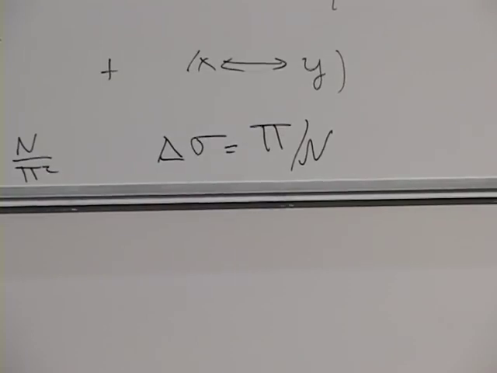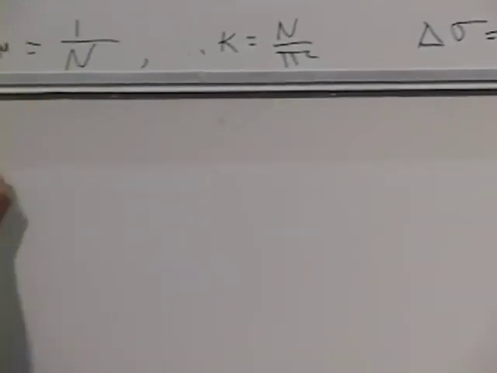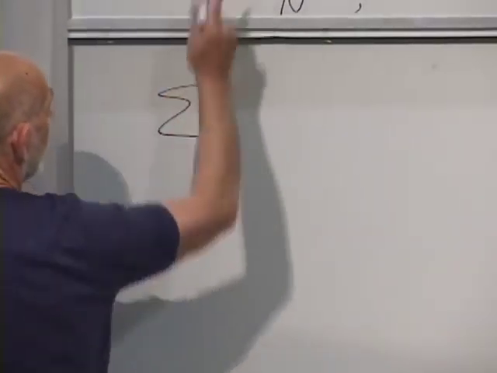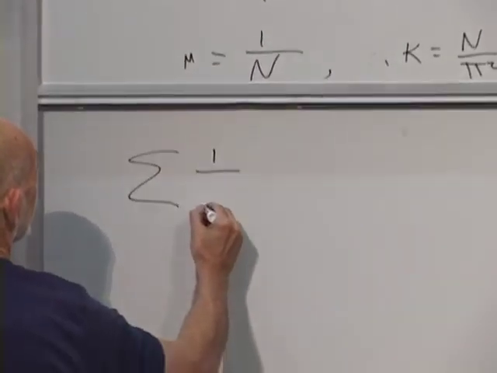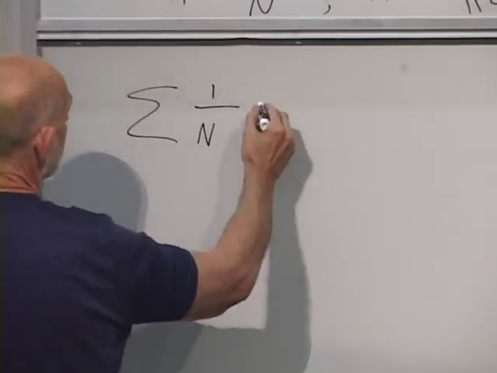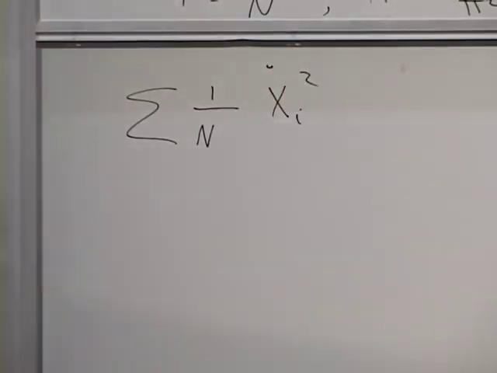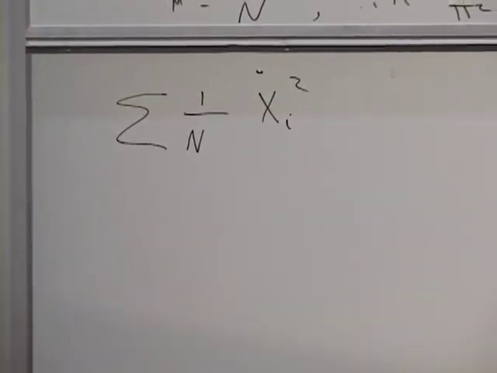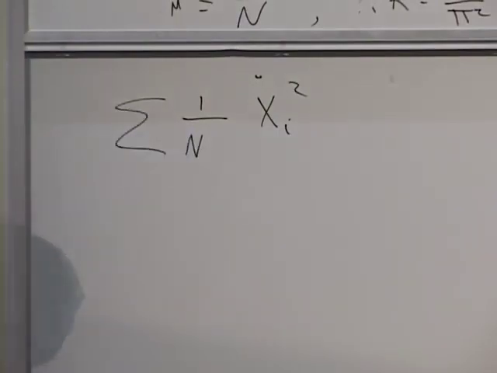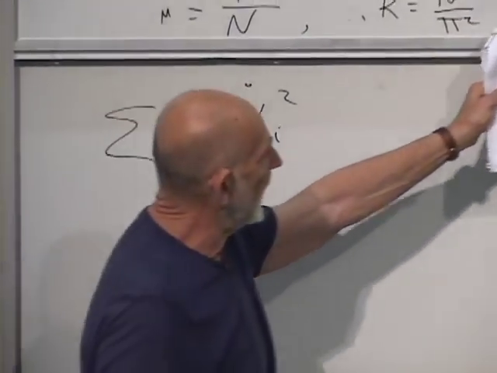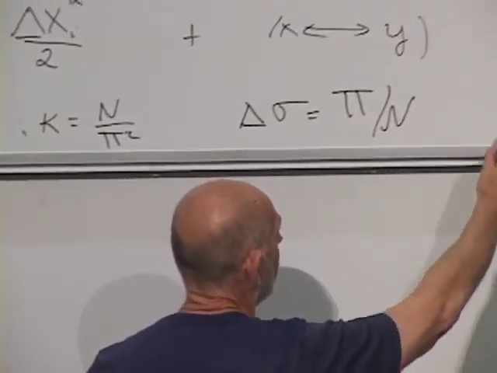Okay, let's take the kinetic energy first. The kinetic energy is going to be 1 over n times the sum of xi dot squared. I'm only going to do this for kinetic energy, and then I'll tell you what the answer is for the potential energy. All right, now 1 over n, let's see, 1 over n is delta sigma over pi.